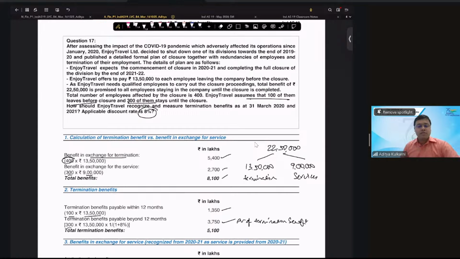Are you able to follow this? Yes. Ayush, Leela? Yes, sir.